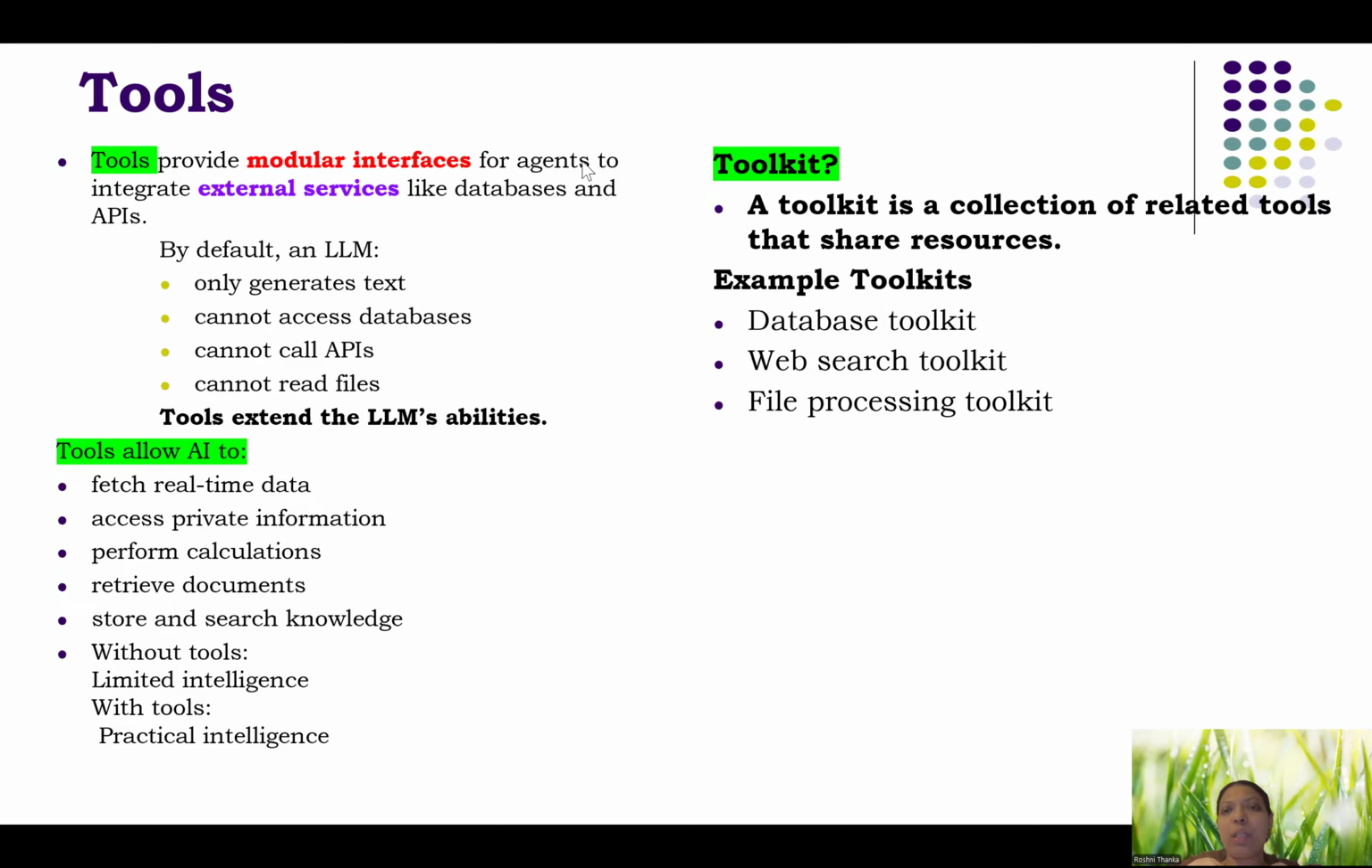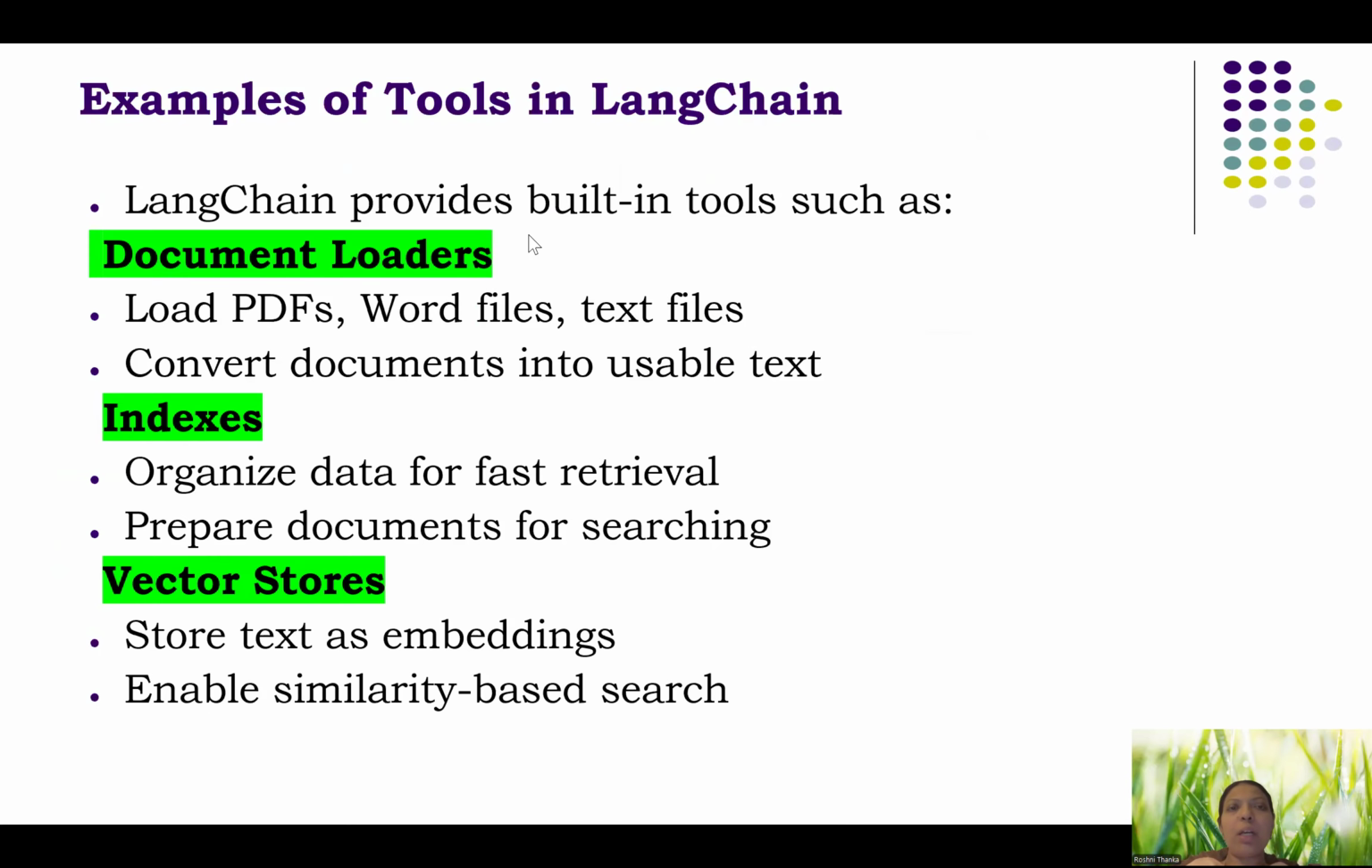The next important keyword is toolkit. A toolkit, we know, is a collection of related tools that share resources. Examples can be a database toolkit, web search, and all these things. So here are some examples of tools in LangChain.